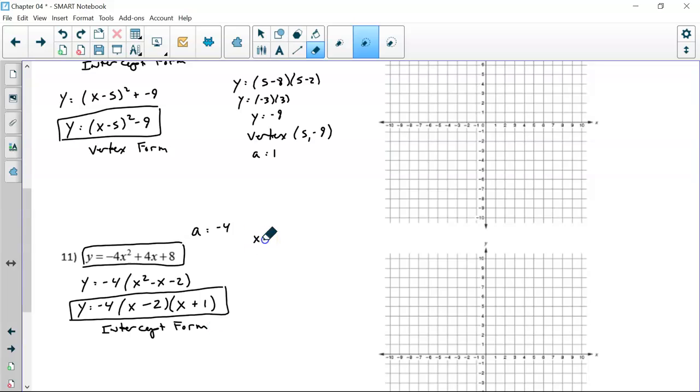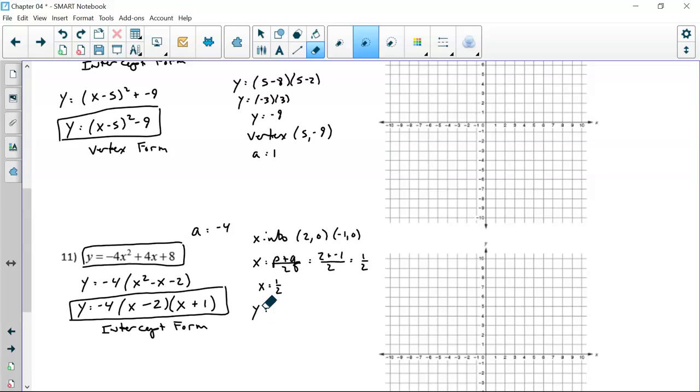So now our x-intercepts, just watch your signs: (2, 0) and (-1, 0). Now we're going to find the vertex. So x equals (p plus q) over 2. You add the intercepts, 2 plus negative 1, divided by 2, so it's going to be 1/2. So our vertex x is at 1/2.